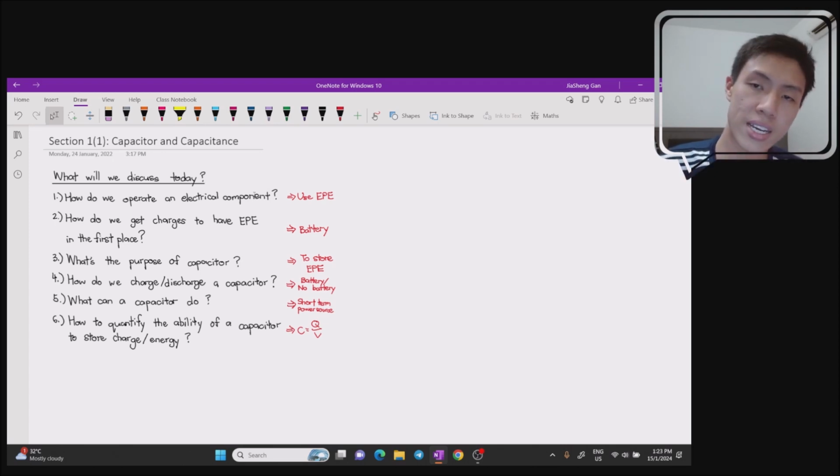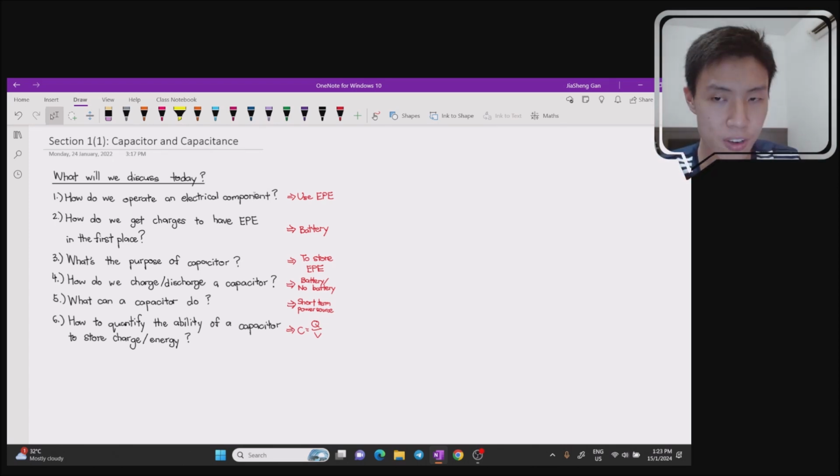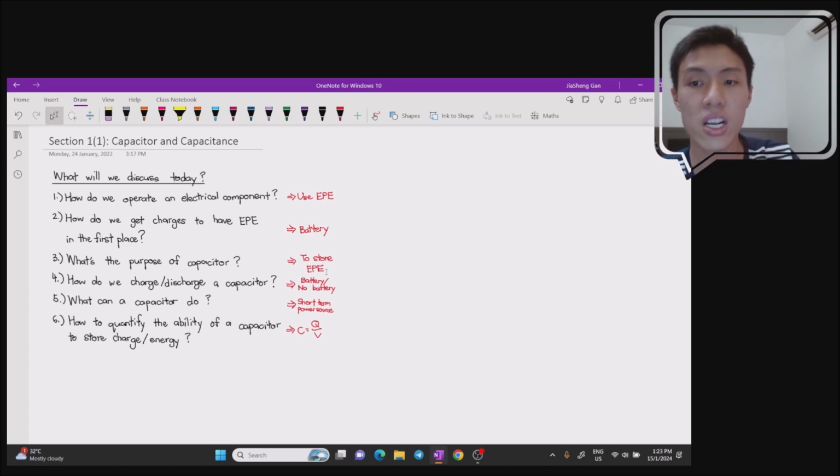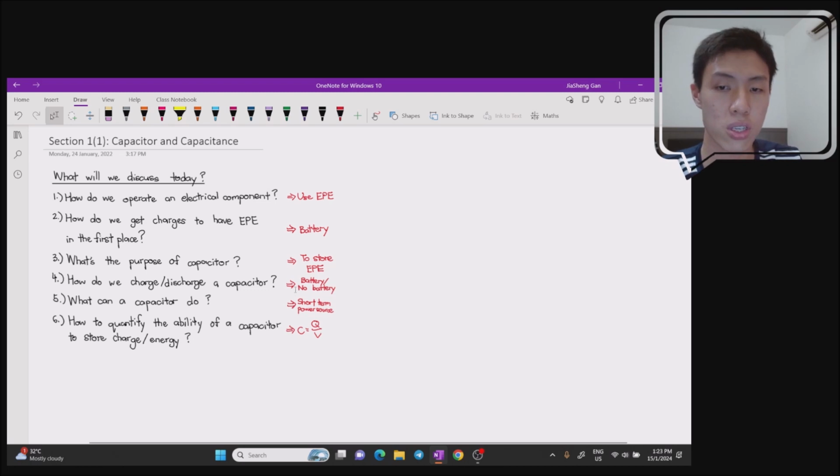Once we have an idea of this, we will go more specifically into our topic for today, which is the capacitor. We'll be discussing the purpose of a capacitor, which, as we'll see later, is to store electric potential energy. Because its purpose is to store electric potential energy, we need to know how to charge it, and that is by battery. And how do we discharge it? By letting the charge flow out from the capacitor when it is not connected to the battery. So we learn how to charge and also discharge a capacitor.